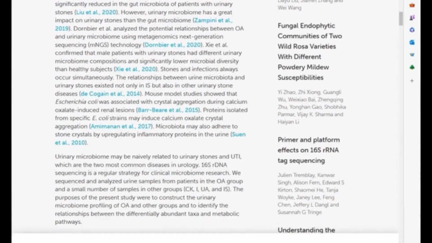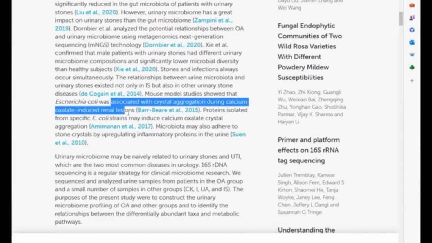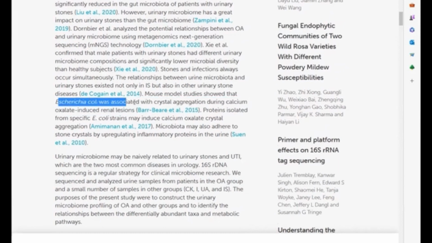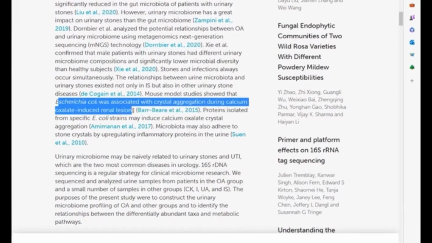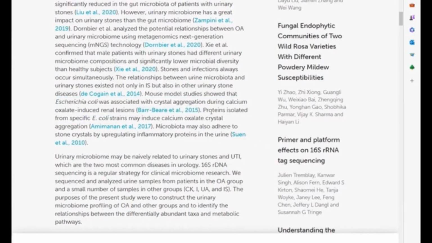Mouse model studies show that E. coli was associated with crystal aggregation during calcium oxalate-induced renal lesions. So again, E. coli is associated with crystal aggregation during calcium oxalate-induced renal lesions. Protein isolated from specific E. coli strains may induce calcium oxalate crystal aggregation. Microbiota may also adhere to the stone crystals by upregulating inflammatory proteins in the urine.